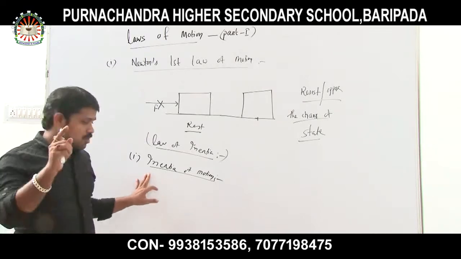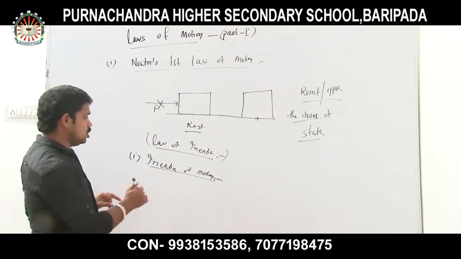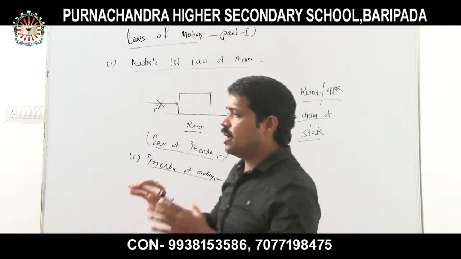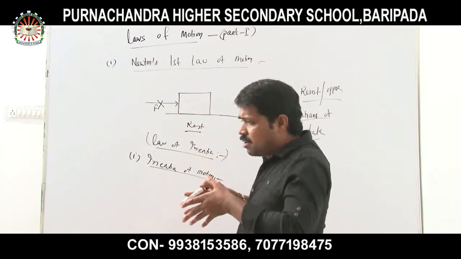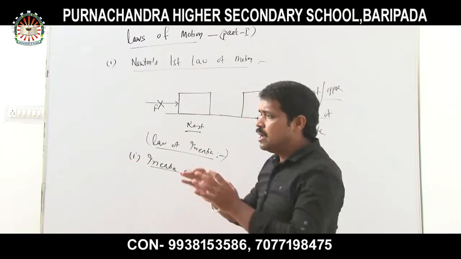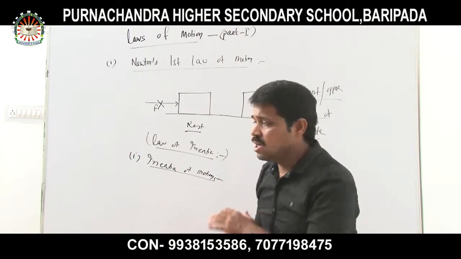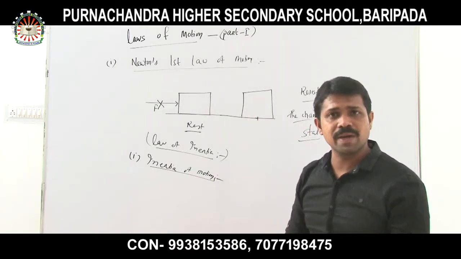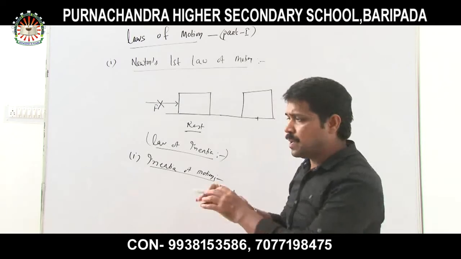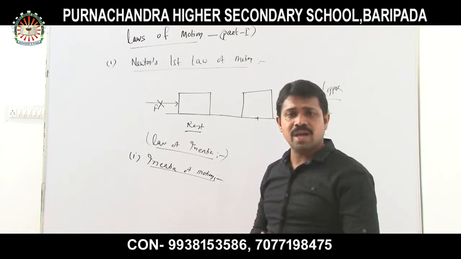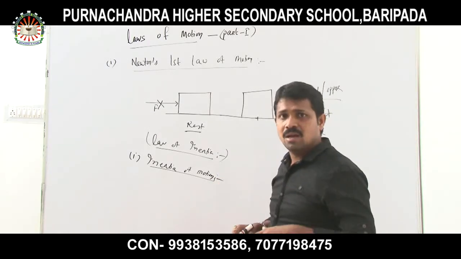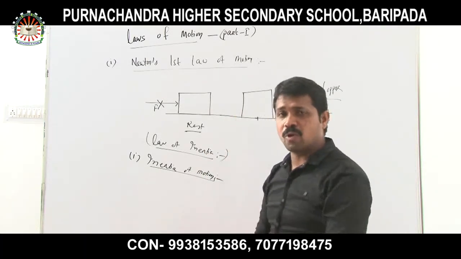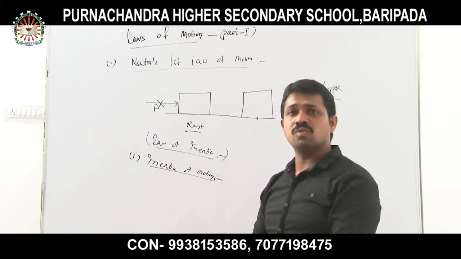So, inertia of motion. Understood? We can take another example. Suppose a person is jumping from a running bus. What happens? Can you tell me what happens? If a person jumps from a running bus, then the person will fall down in the front. Why? What is the reason behind it?